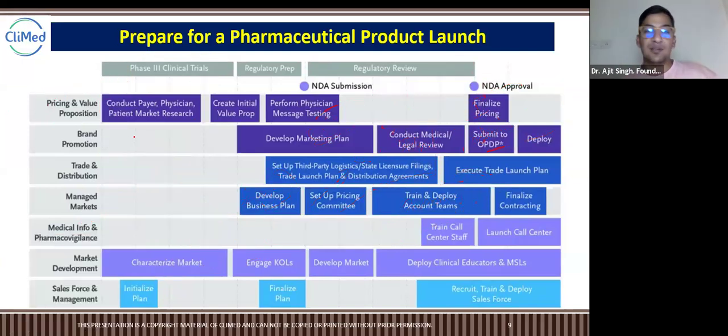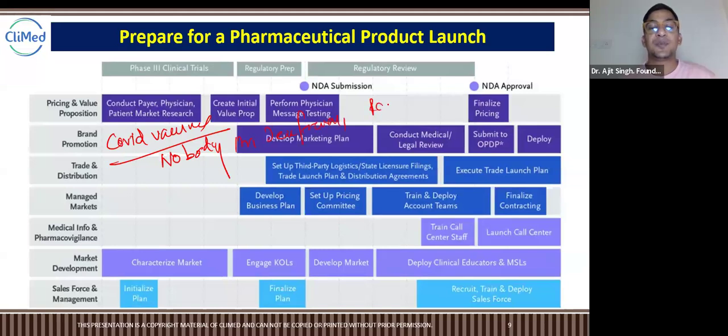I'll give you another example now. The first example, I hope you understand. The second example is COVID vaccines. No beneficiary paid. Every single penny was paid by the Government of India. These were free of cost for the people.